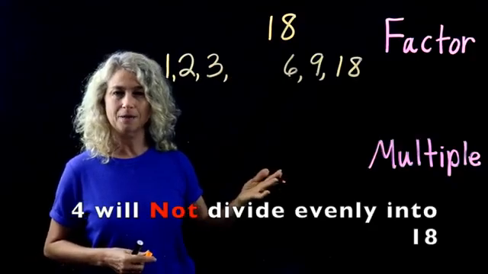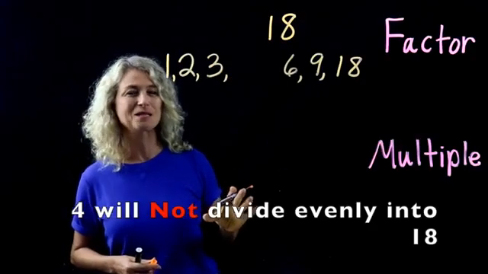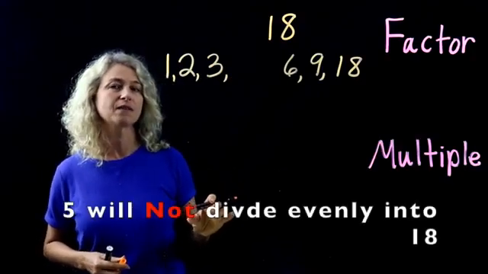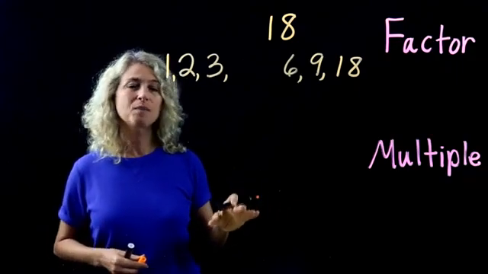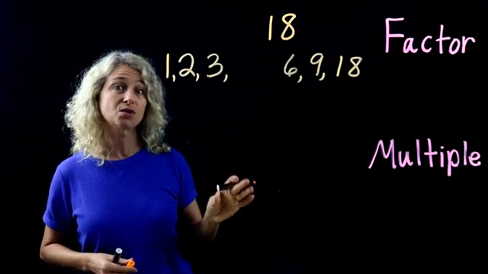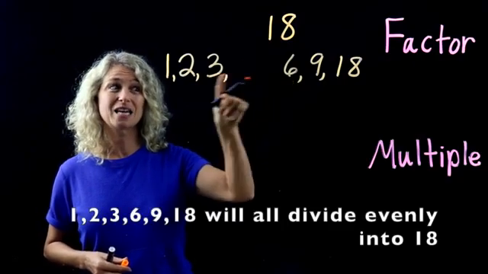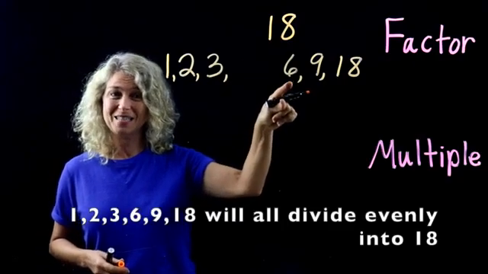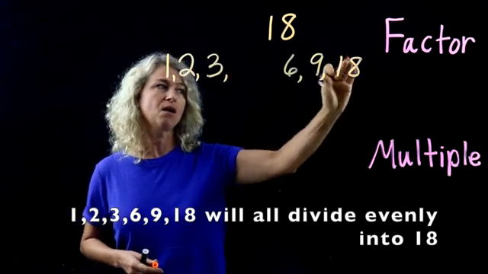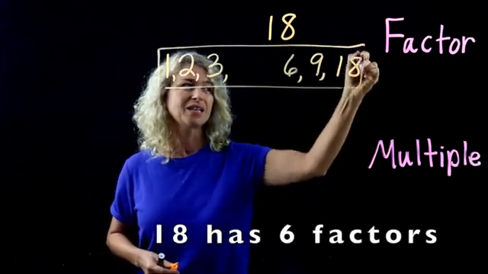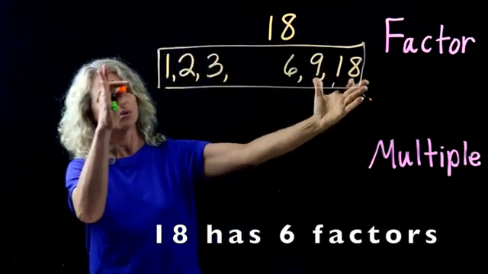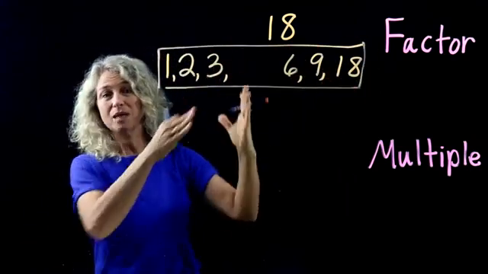What about 4? 4 times anything? Not anything times 4, is there? What about 5? 5 times anything to get to 18? No. What about 6? Sure. 6 times 3, but it's already listed, you see? So here are all the numbers that are factors for 18, and if you were to rewrite those, you could pull this together and they would be in order.